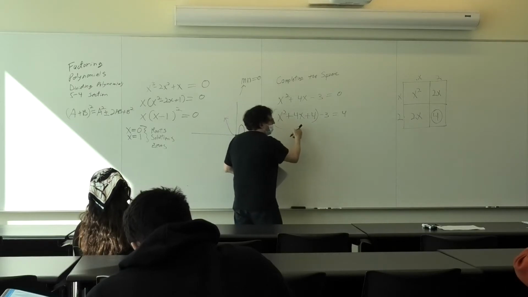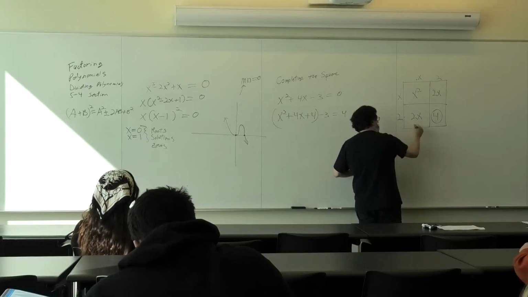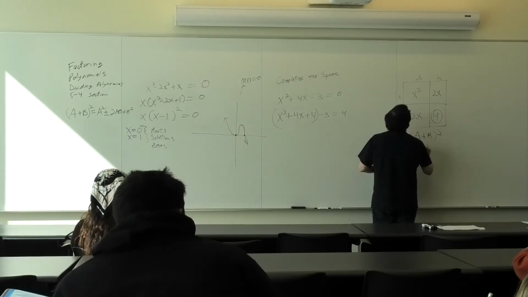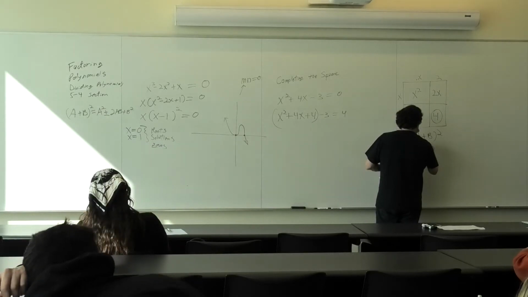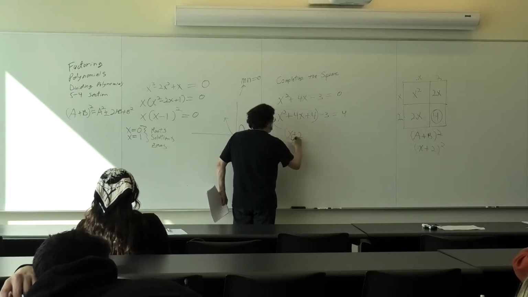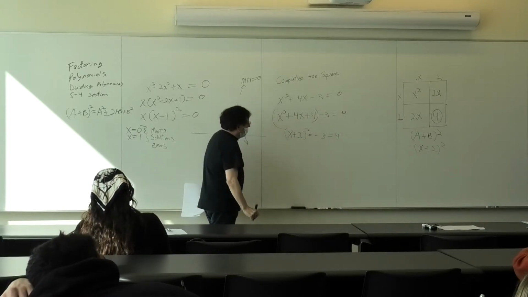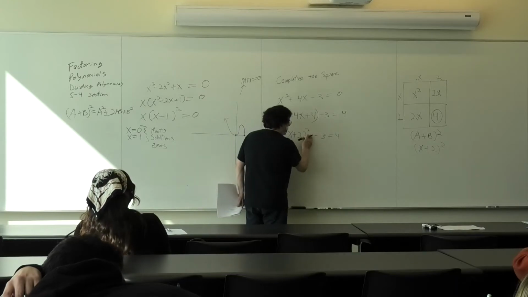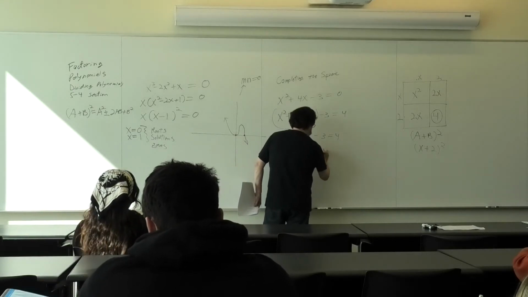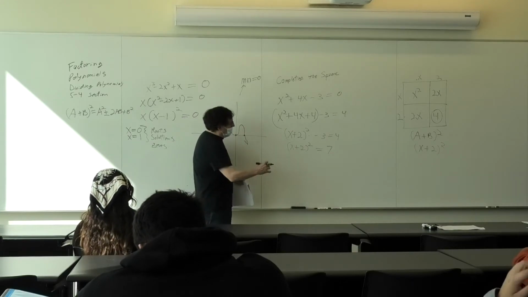Now this is my nice square, a squared plus 2ab plus b squared, which I know is a plus b squared. And here it's x plus 2 squared. And I say, okay, so that's x plus 2 squared equals minus 3 equals 4. I add 3 to both sides. 7. And from here, I kind of keep doing the algebra.